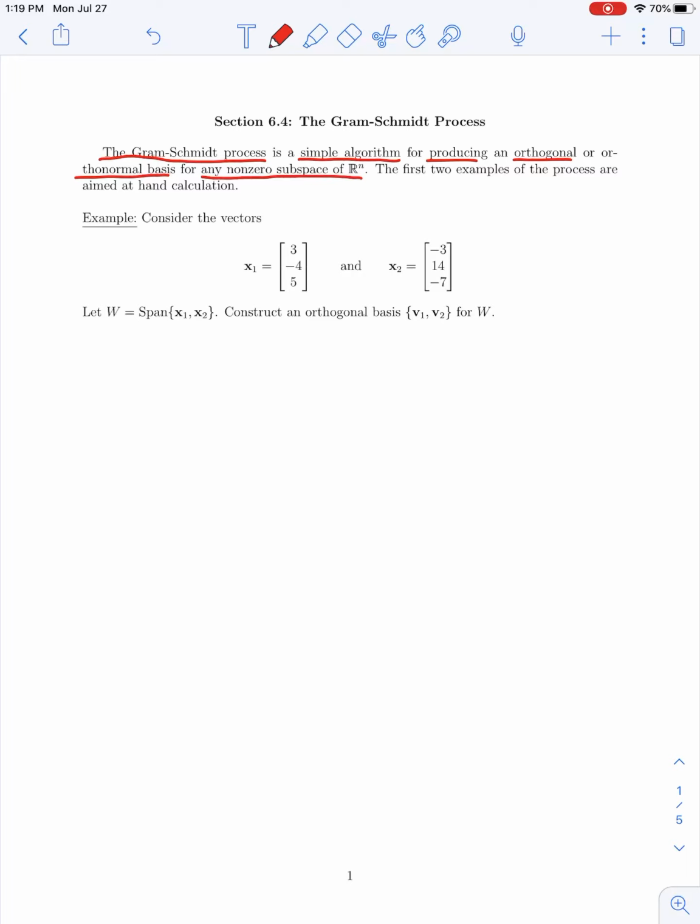So as our first example, which will illustrate how this method works, we will consider the following vectors, x1 and x2, which are two vectors in R3. They're clearly linearly independent since they're not scalar multiples of one another. So they span some plane in space. And we're going to let W refer to that plane, the span of this set of two vectors. And our goal is to construct an orthogonal basis of vectors v1 and v2 for this space W.